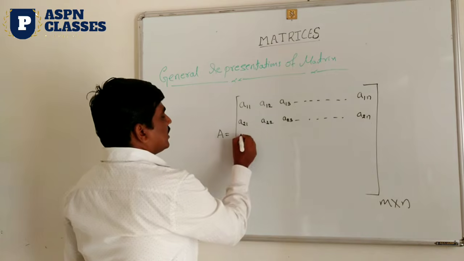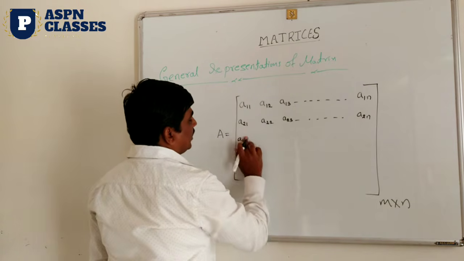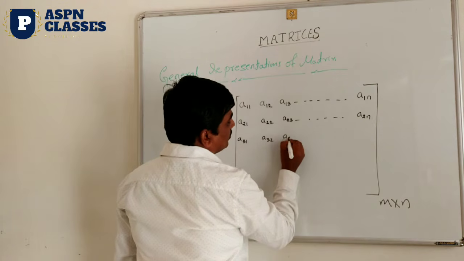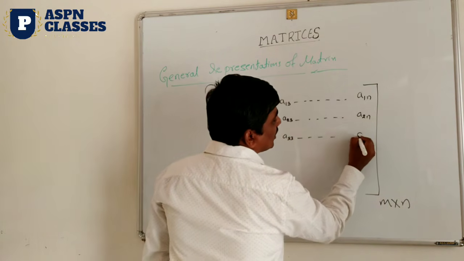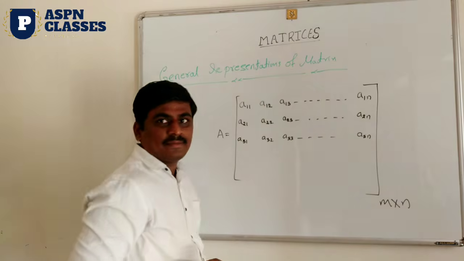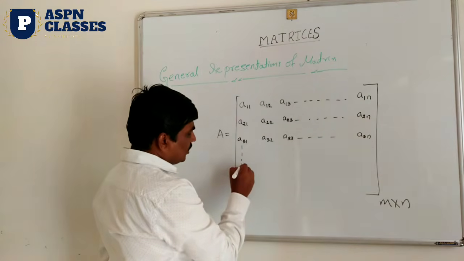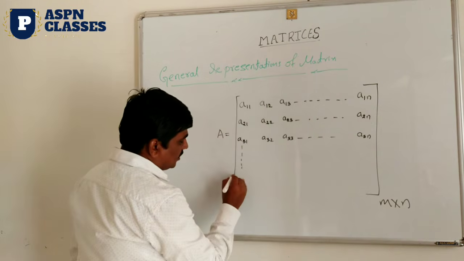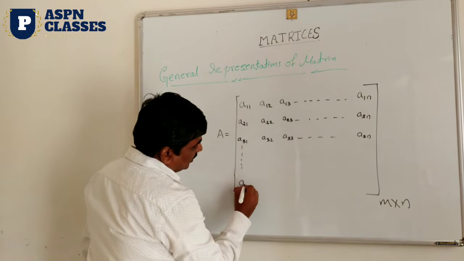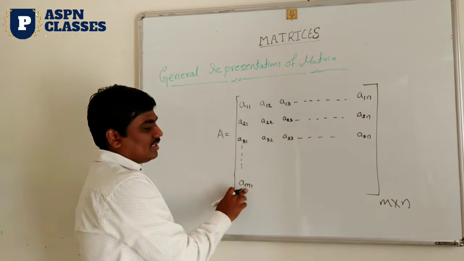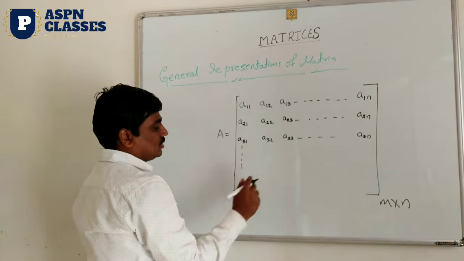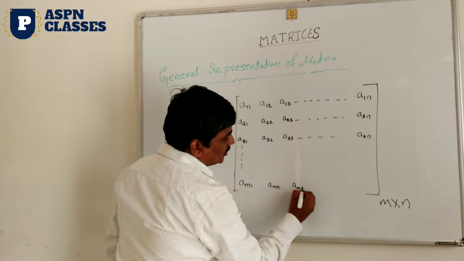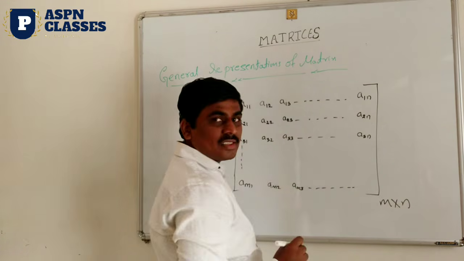Next, you can also write one more result, A31, because it is the third row, first column. Then third row second column, third row third column, and so on, to the last result, which is A3n. Continuing, up to how many rows are there here? M rows. So what is the last row's answer? AM1, because this is the last row, that is M rows. Then AM2, AM3, and so on.